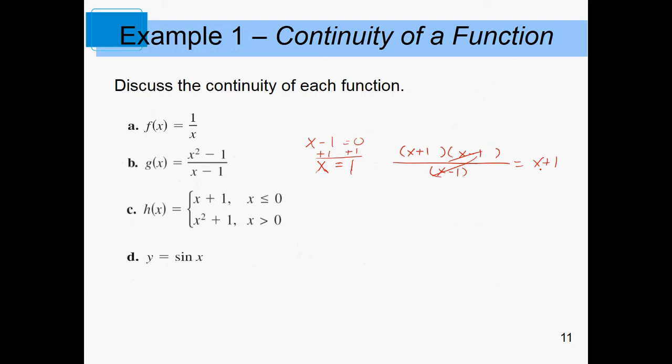All right, what about C? C is a piecewise function. How do we determine continuity of a piecewise function?